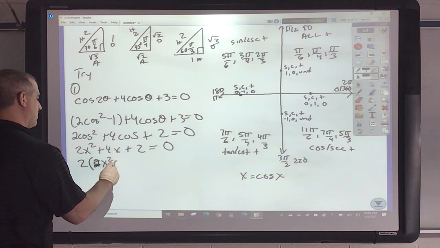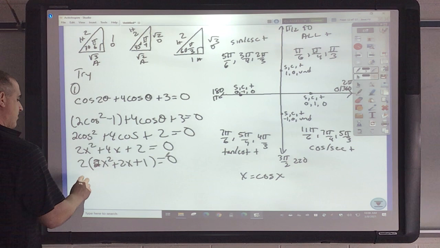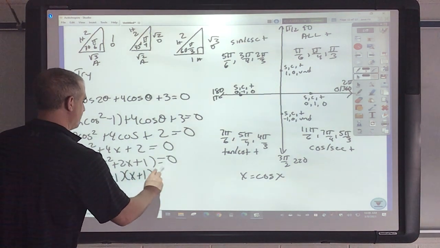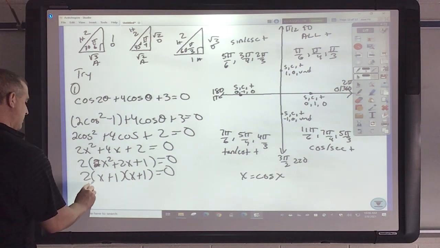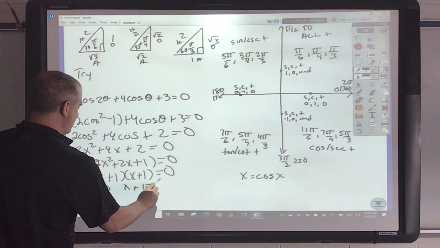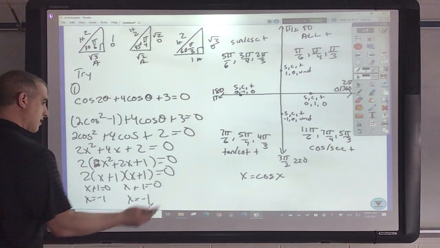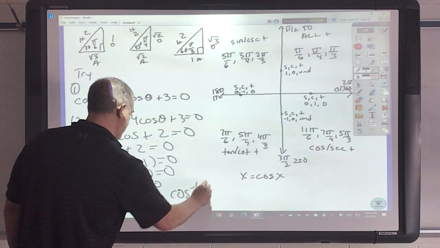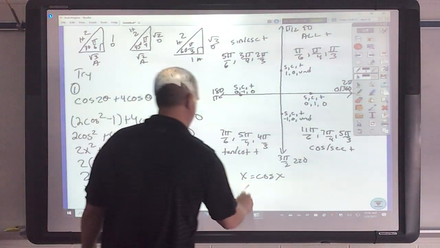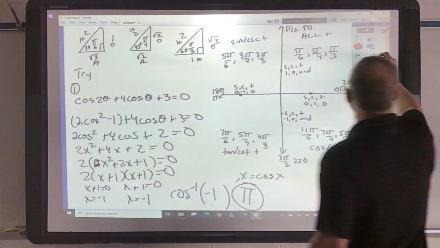So what I'd want to do here is take out the 2, so I'd be left with x squared plus 2x plus 1 equaling 0. So that would be x plus 1 times x plus 1 equaling 0. So I would just set those equal to 0. It's the same thing, so x equals negative 1. So I would do cosine inverse of where it's going to equal negative 1. And the only thing that could be there is pi. Okay? All right, and I think that's it.